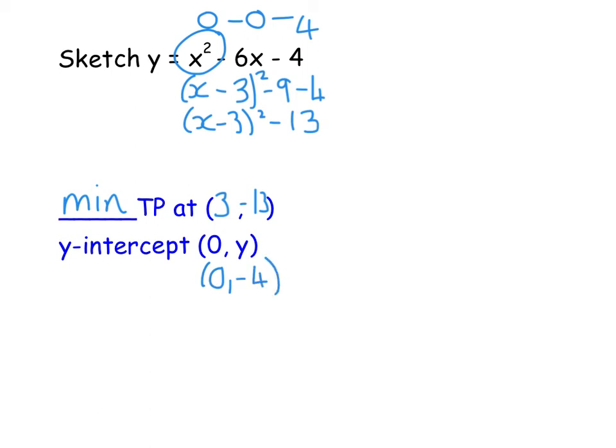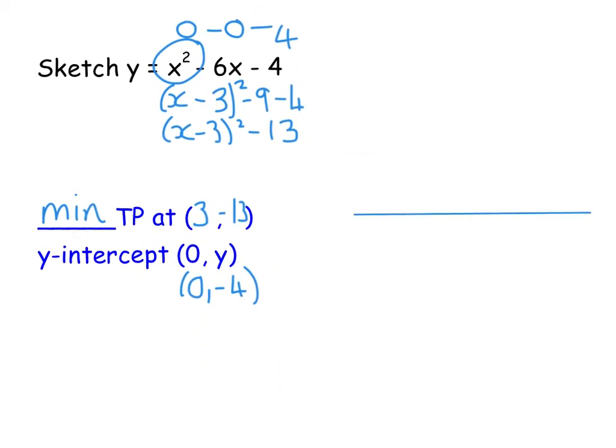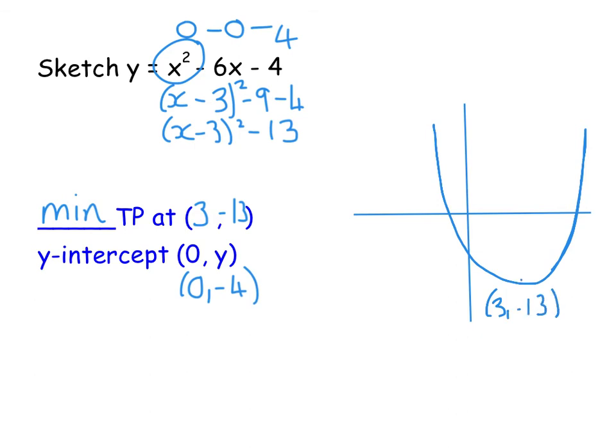So I'm going to draw my set of axes. Oops, a daisy. I didn't mean to do that. Right, so here is my axis. My turning point is, where was it? It was 3, negative 13, so it's down in the bottom right somewhere, and it's going to cut at negative 4. So I'm going to make sure I just draw a smiley face down in that quarter. And that'll do me. So 3, negative 13 for my turning point, and negative 4 at my y-intercept.